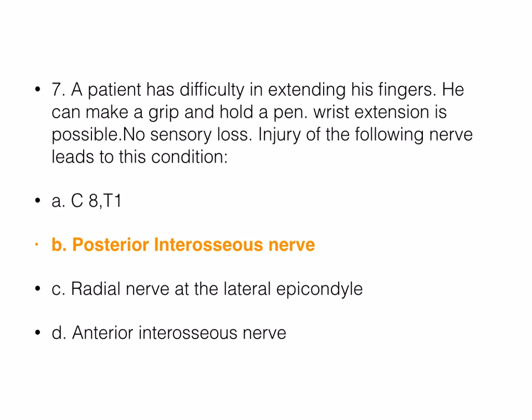It cannot be C8 and T1, because C8 and T1 form the lower trunk, so ulnar nerve, ruled out. Anterior interosseous is a branch of the median nerve, ruled out because the patient nicely holds the pen, so flexors are working properly. And with radial nerve damage at the lateral epicondyle, both branches, superficial and deep, would be cut. But here it is given as no sensory loss, so the superficial is intact and only the deep branch is out. This is how we have come to the conclusion.